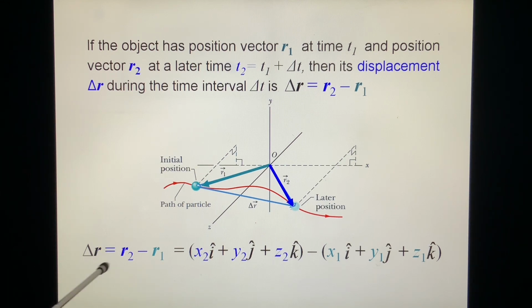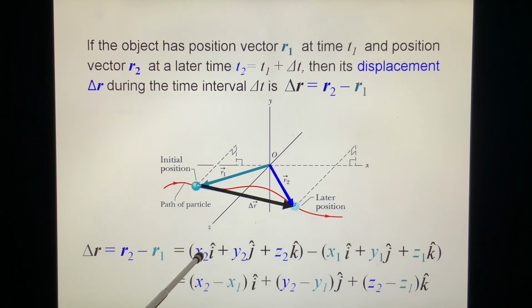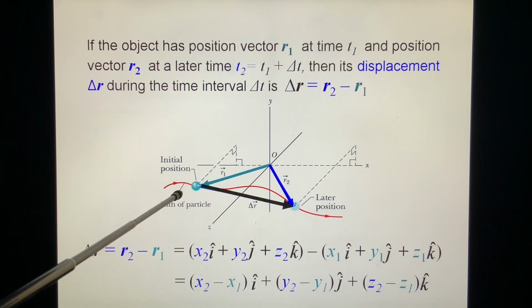Now, r2 is x2i plus y2j plus z2k. r1 is x1i plus y1j plus z1k. And you can write it as (x2 minus x1)i plus (y2 minus y1)j plus (z2 minus z1)k. This is a vector. So r2 minus r1 is this one, delta r.